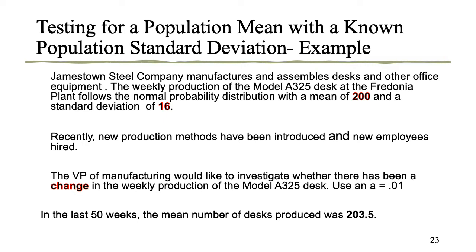Recently, new production methods have been introduced and new employees hired. So what we want to know is if there's been a change. The VP would like to investigate whether there's been a change in the weekly production. We're going to use an alpha of 0.01. And what we find is in the last 50 weeks, the mean number of desks produced was 203.5. The next slide will go through a video tutorial of how to solve this problem.